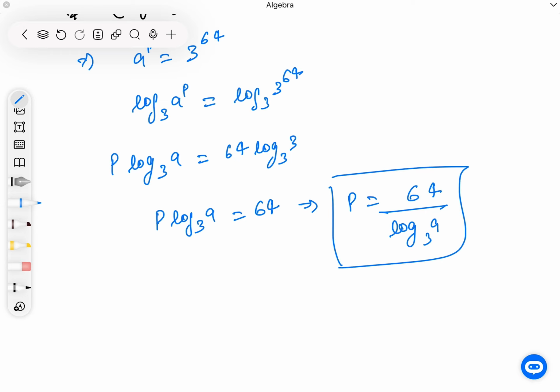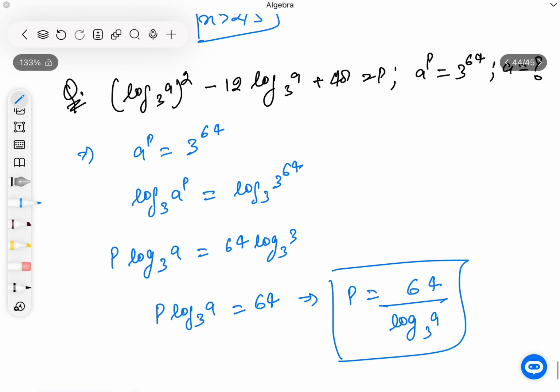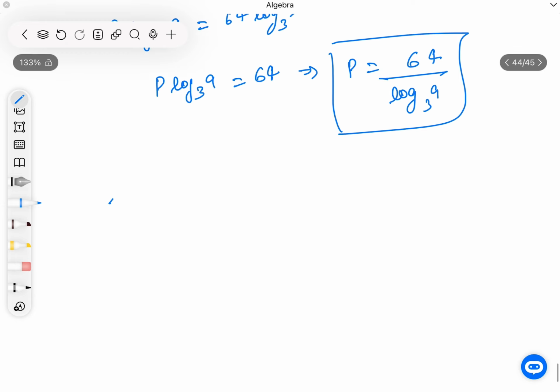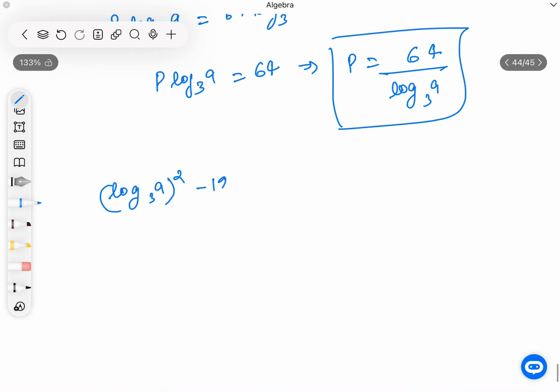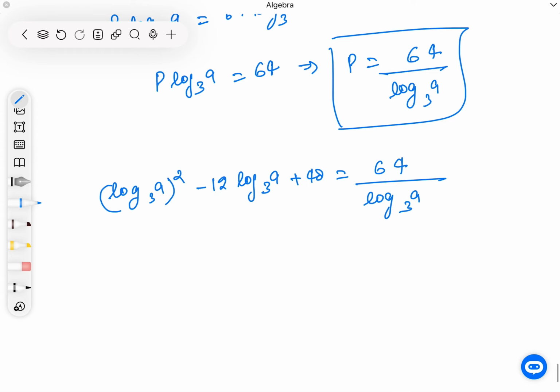This is one thing that we have. And here we were given p, so let's equate our equation with this now, right? We have the value, so let's replace this with that. So (log of a with the base of 3)² − 12 log of a with the base 3 + 48 equals p, that is 64 upon log of a with the base of 3.